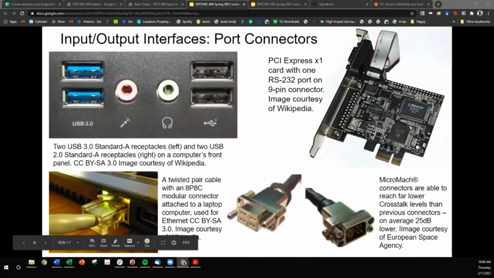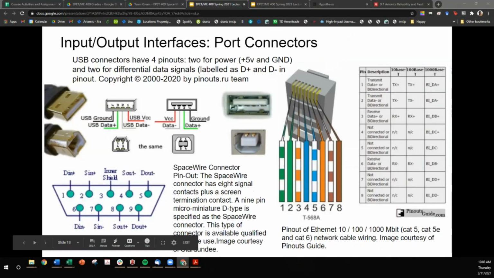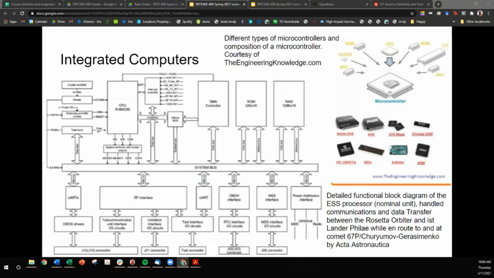Okay, we also have other choices like PCI Express through an RS-232 port. We have something more modern called SpaceWire. USBs and Ethernet are also used in spacecraft. And their port connections look like so. I'm running short on time, so I'm just gonna skip it.